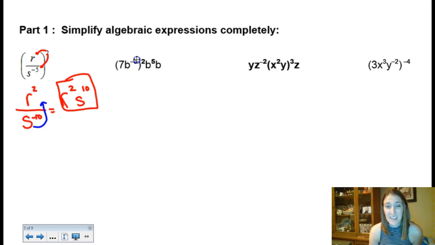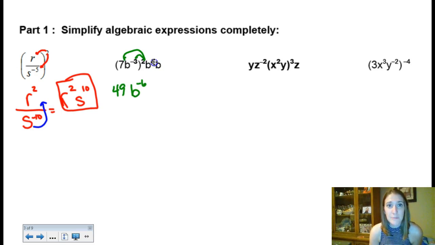I notice there's parentheses right away, so let's go ahead and distribute the second power to each of my terms. So this is 7 to the second power. Let's go ahead and write that as 49. And then b to the negative third to the second power, we're going to use that product property again where you multiply them together. Power to a power, I think it's called. So b to the negative 6.